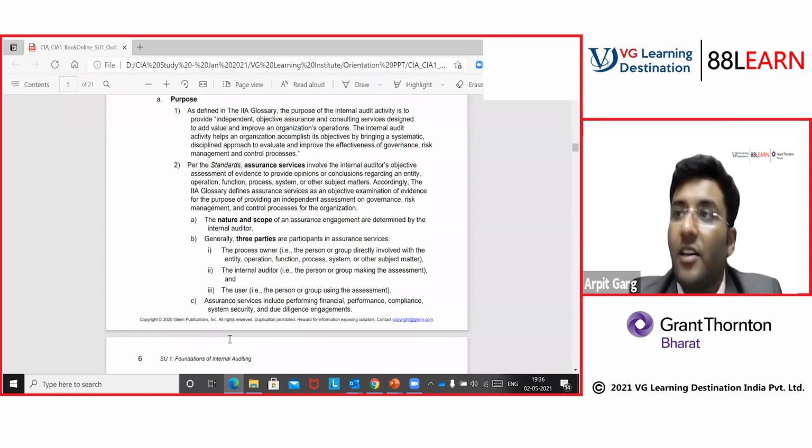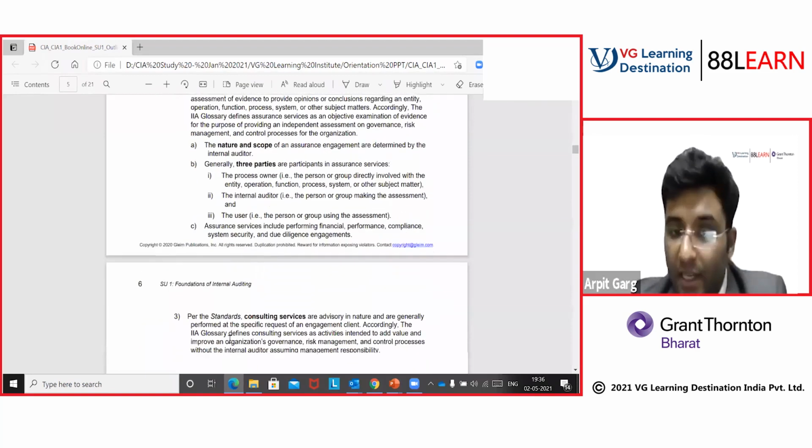We are going to finally give the opinion that yes, you are complying, based on our assessments or based on our internal audit engagement. We are giving our opinion that this is where things can go wrong, or this is how much you are complied, based on the sample basis. So what I'm trying to say is assurance services include performing financial, performance, compliance, system security, and due diligence engagements. And now we'll understand consulting services.